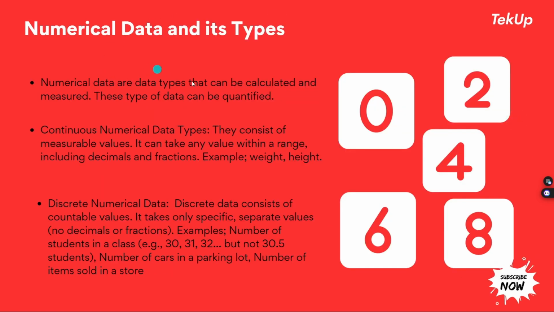Now, let's talk about the numerical data and its types. Numerical data are data types that can be calculated and measured. This type of data can be quantified. When we are talking about data that can be quantified, we are talking about data like our numbers, like we have here, 0, 2, 4, 6, 8.